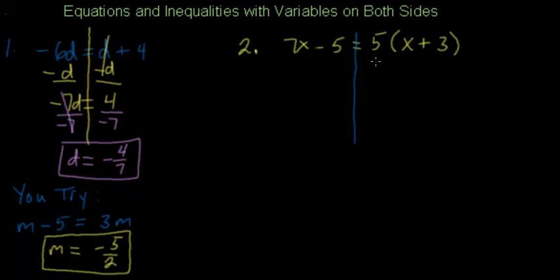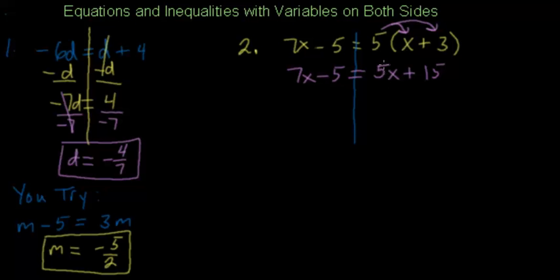Okay, so we have two expressions, so I'm going to simplify this right side first before I can do anything else, and I'm going to use the distributive property, so that's going to make this 5x because I'm multiplying 5 times x, and then 5 times plus 3 is plus 15, and now I have 7x minus 5 equals 5x plus 15. So now, once again, I want to collect all the terms that have the x's onto one side and all the terms without the variable on the other side. So I want all my x's on the left, all my numbers on the right.